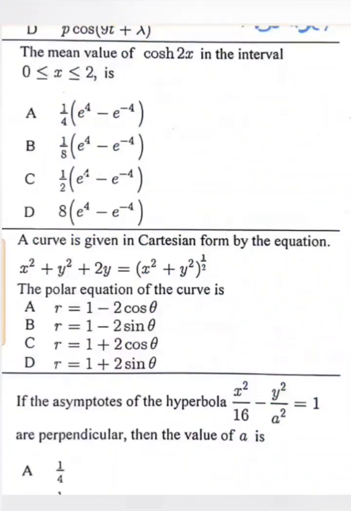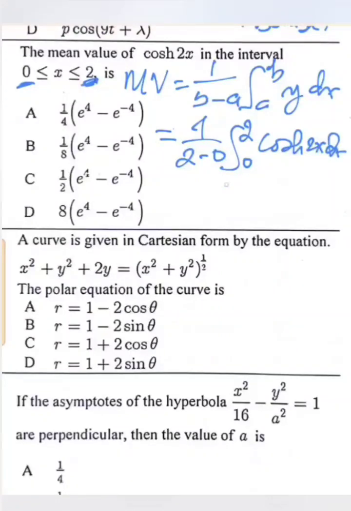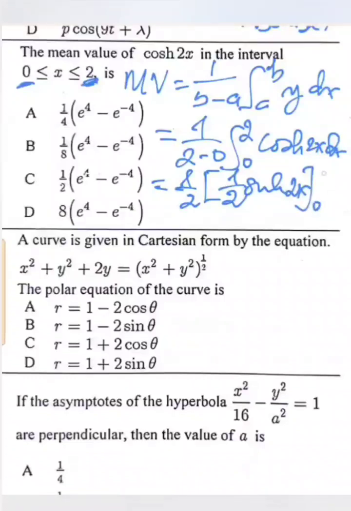In number 23, the mean value of cos 2x in the interval 0 less than or equal to x less than or equal to 2 is, and we have these options. In the case of the mean value of a function, the formula is mean value equals 1 over the upper limit minus the lower limit, integral from a to b of y dx. So we get b as 2 and a as 0, 1 over 2 minus 0, integral from 0 to 2 of cos 2x dx. This gives us half into, now cos 2x integrated gives 1 over 2 sine 2x, and we are taking from 0 to 2.